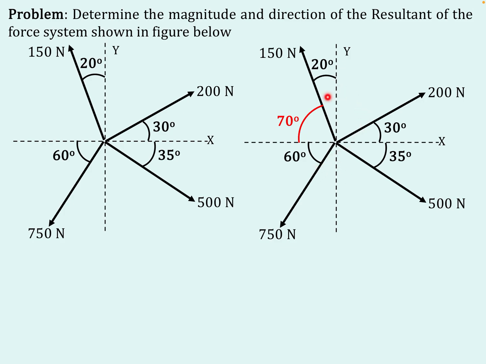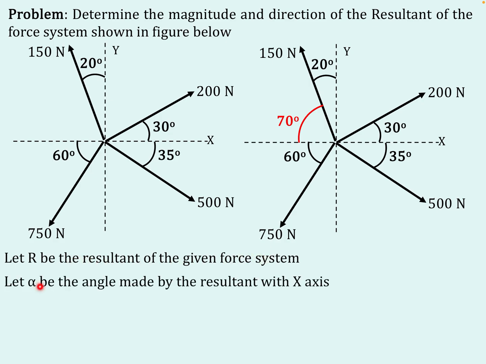Since there are more than two forces, we have to go with the method of resolution. So each force represented in the force system has to be resolved into its x component and y component. We have to algebraically add all the x components and algebraically add all the y components. That we will start with. Let R be the resultant of the given force system, and alpha be the angle made by the resultant with the x-axis.